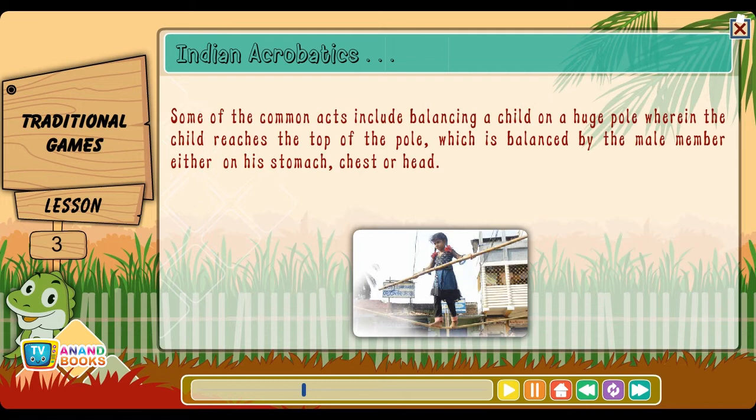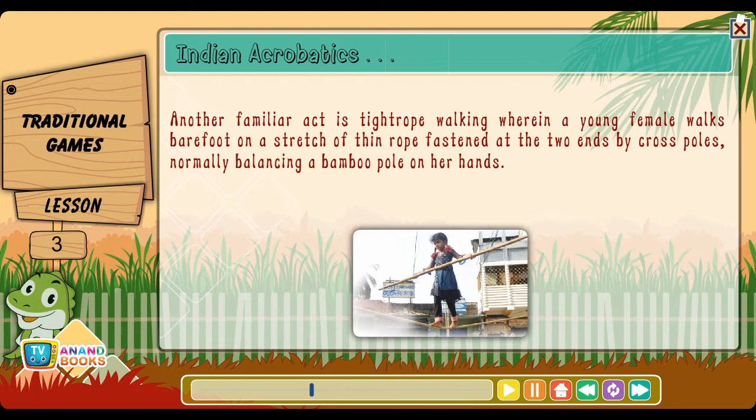Some of the common acts include balancing a child on a huge pole, wherein the child reaches the top of the pole, which is balanced by the male member either on his stomach, chest or head. Another familiar act is tightrope walking, wherein a young female walks barefoot on a stretch of thin rope fastened at the two ends by cross poles, normally balancing a bamboo pole on her hands.